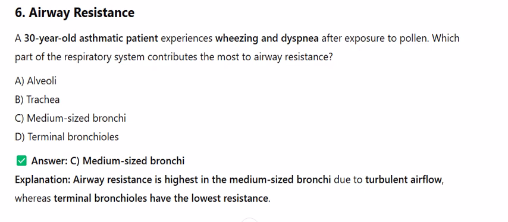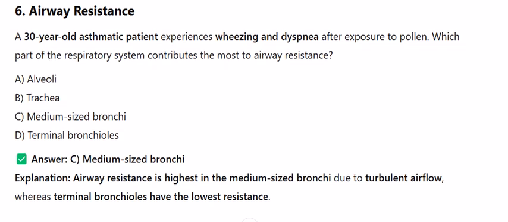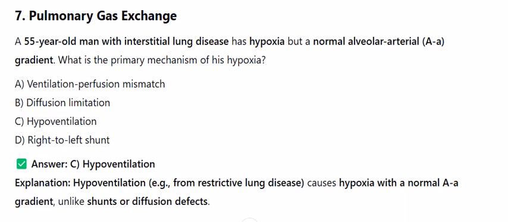Answer: C. Medium-sized bronchi. Explanation. Airway resistance is highest in the medium-sized bronchi due to turbulent airflow, whereas terminal bronchioles have the lowest resistance. 7. Pulmonary gas exchange. A 55-year-old man with interstitial lung disease has hypoxia, but a normal alveolar-arterial (A-a) gradient. What is the primary mechanism of his hypoxia?